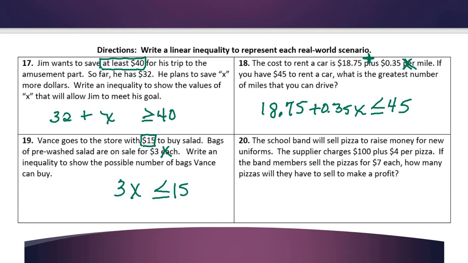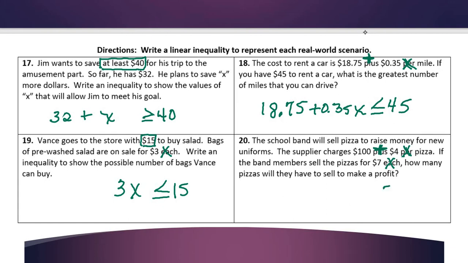Now, on this next one, you have the band. The school band will sell pizza to raise money for new uniforms. The supplier charges $100 plus, and I'm going to put a plus on plus, $4 per pizza. So I'm going to put my X right here. If the band members sell pizzas for $7 each, so I'll put an X right here. How many pizzas will they have to sell to make a profit?